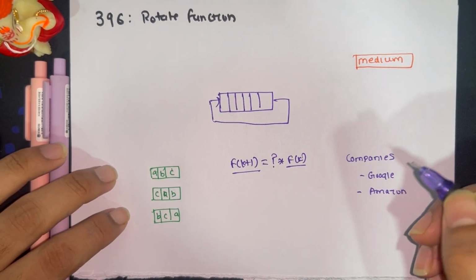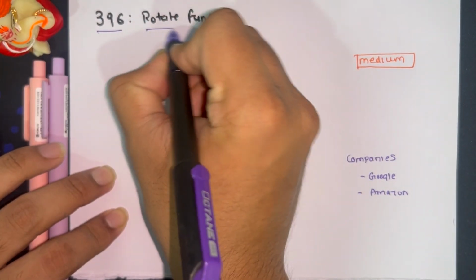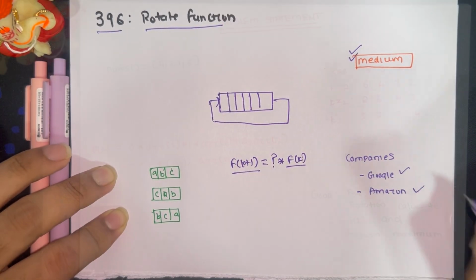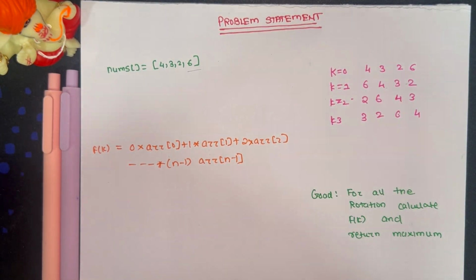So today's problem is LeetCode 396, Rotate Function. It is marked medium on LeetCode. It has been asked in Google and Amazon. So let's go through the problem statement.